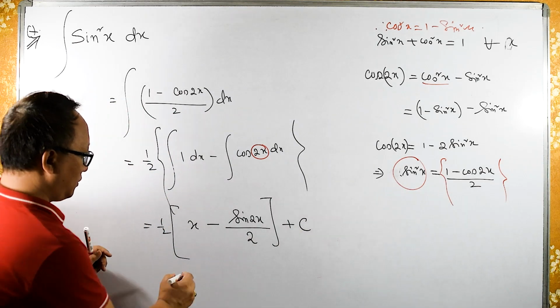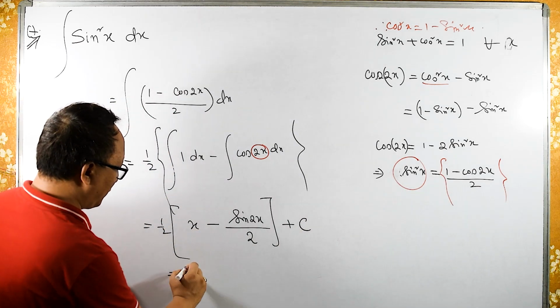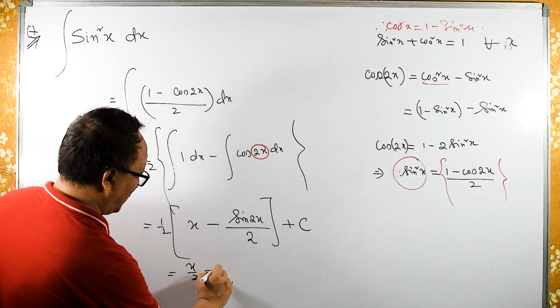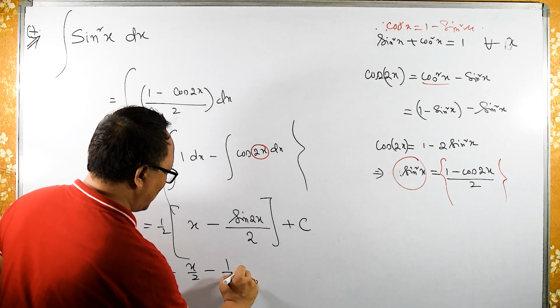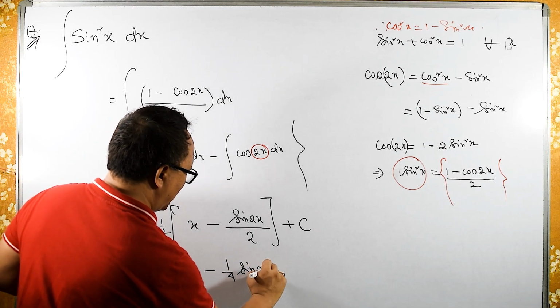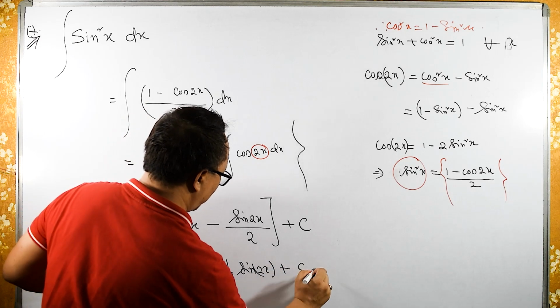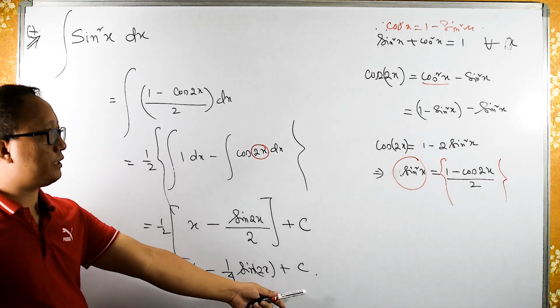So this is the same as, I can send half outside, x by 2 minus 2 to the 4 sine of twice x plus c, where c is the constant of integration.